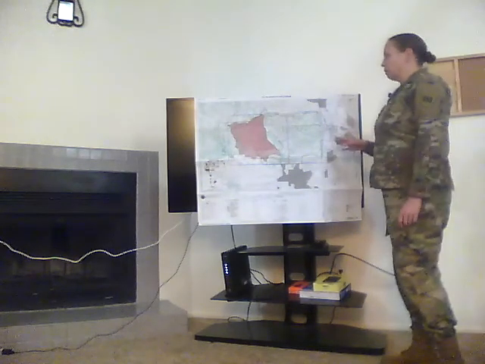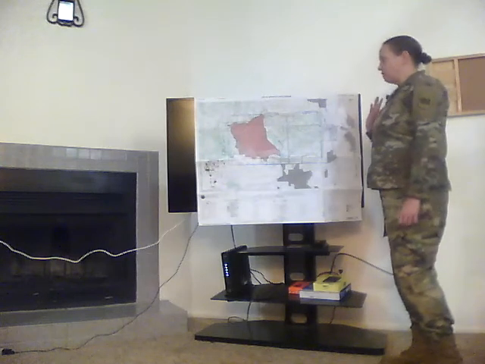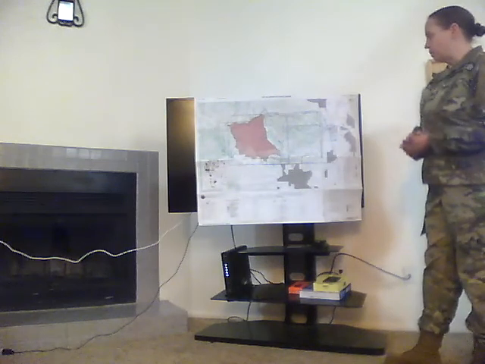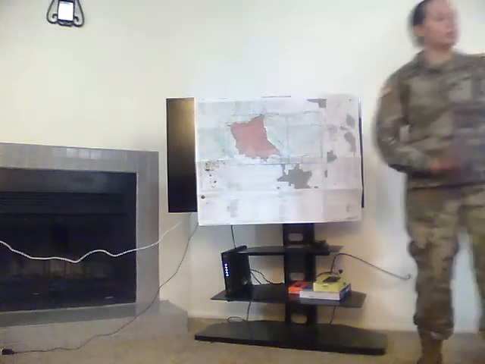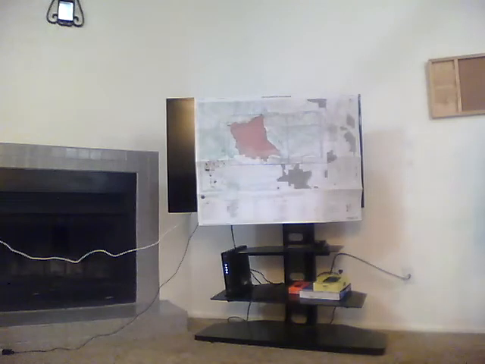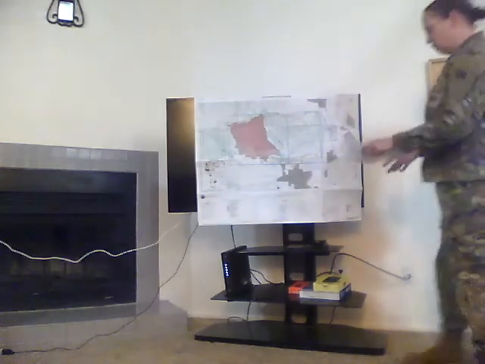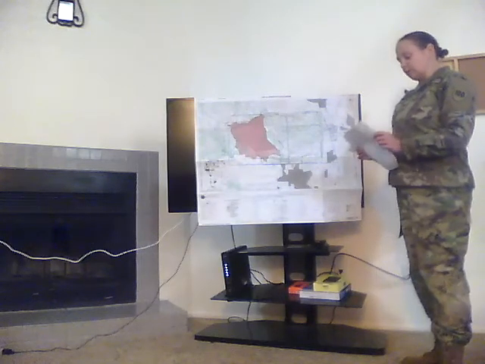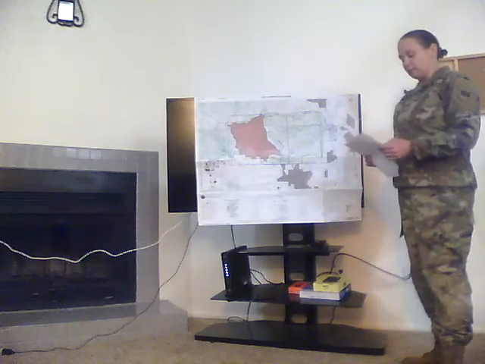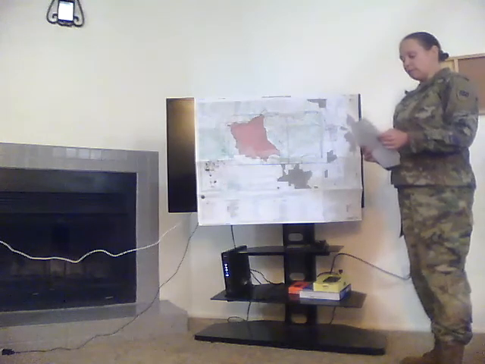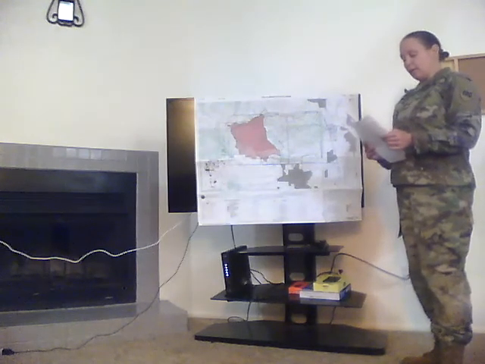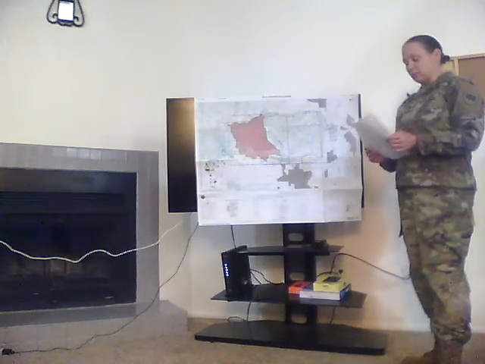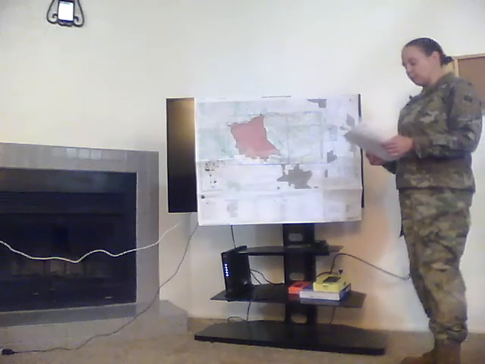For this training, we are going to have a map, a strip of paper, and a pencil. Our objective is going to be measuring the distance of two lines on a map, a straight line and a curved line. You are a member of a squad or team in a field environment and have been directed to determine the distance between two known points.